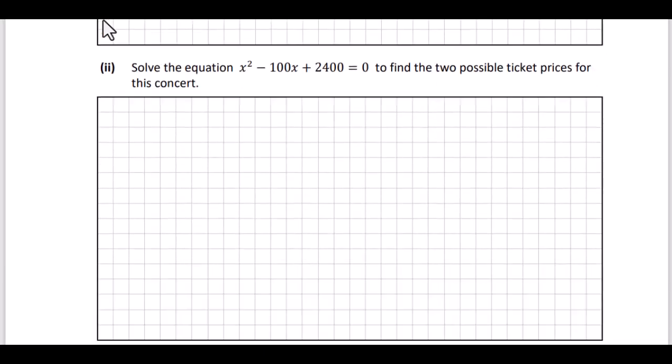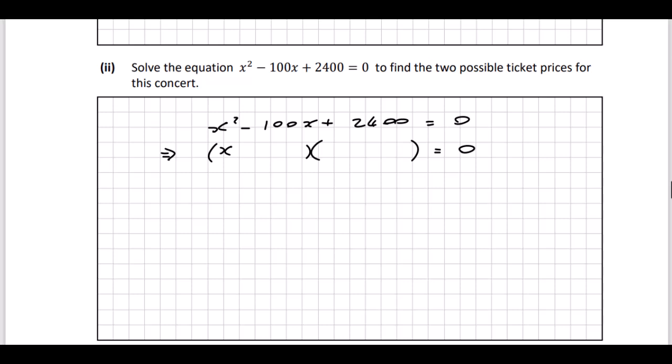Okay, let's have a look at the next one then. It says solve the equation to find two possible ticket prices for this concert. So we have x squared minus 100x plus 2,400 is equal to 0. So we've got to solve this. There are quite a few ways of doing it, but we can factorize or we can use the minus b, or the quadratic formula. It's up to yourself what way you want to do it. This will in fact factorize, so I'm just going to do it that way.